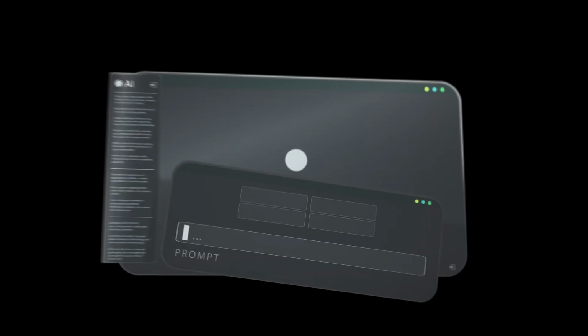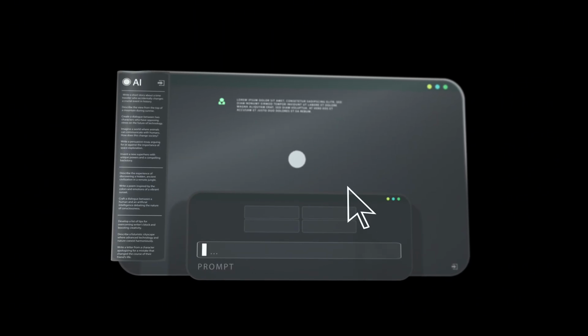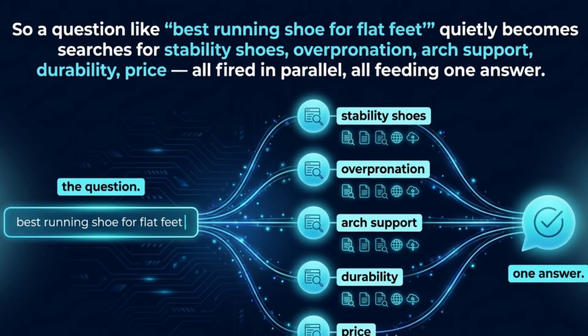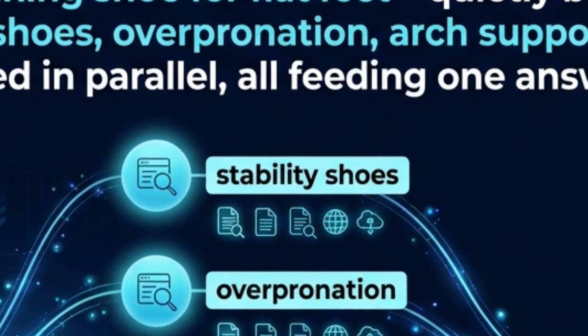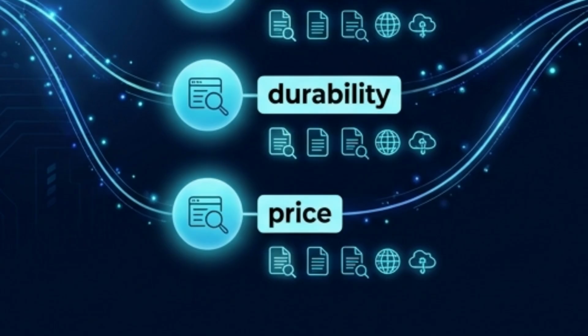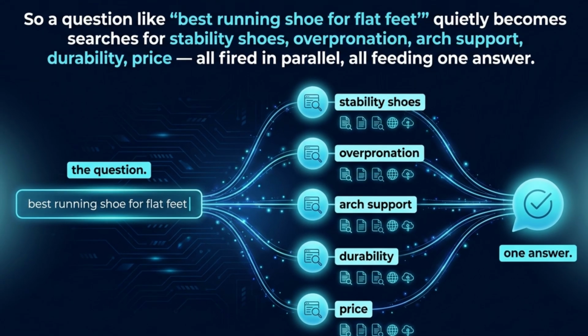Research suggests a single prompt can fan out into 8 to 12 subqueries. So a question like best running shoe for flat feet quietly becomes searches for stability shoes, overpronation, arch support, durability, price, all fired in parallel, all feeding one answer.